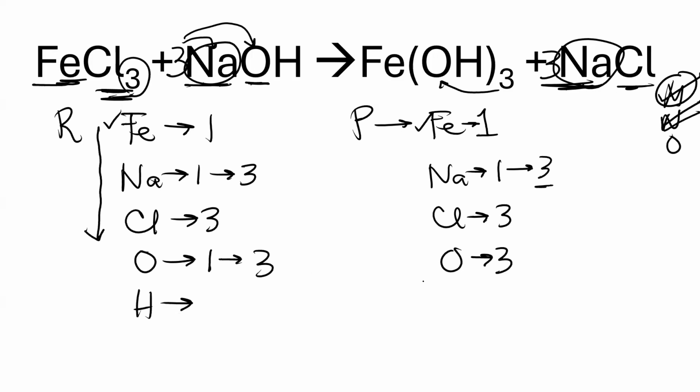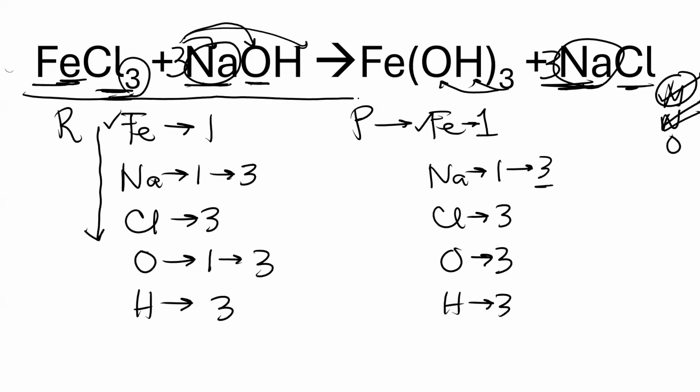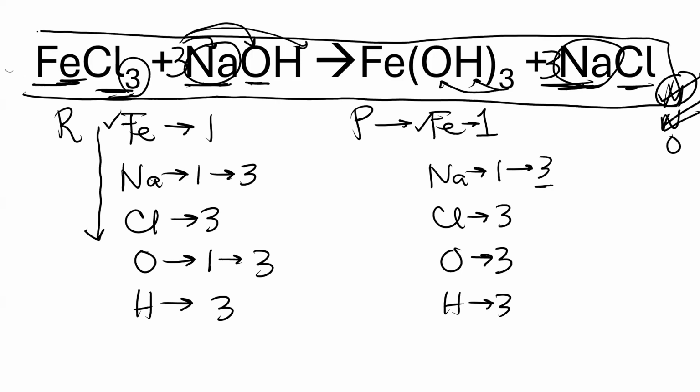Then we go to hydrogen. For the reactant side, it's 3. We have 3 hydrogen atoms. For the product side, we have 3 as well. So it's that easy to balance chemical equations. So you have 1 FeCl3, 3 sodium hydroxide, 1 iron(III) hydroxide, and 3 sodium chloride. So that's our balanced chemical equation. So I hope by now you're able to master the steps and find this very easy.